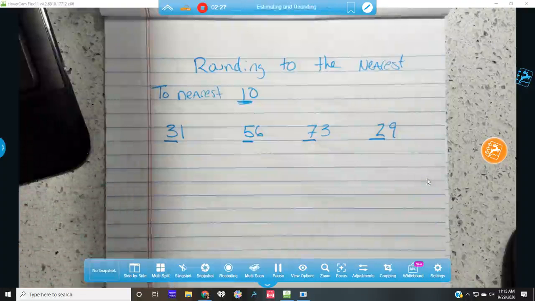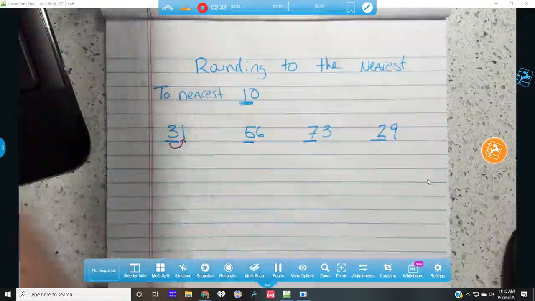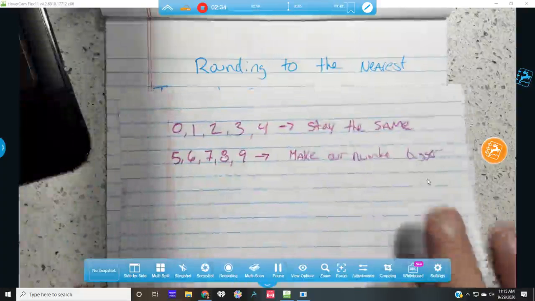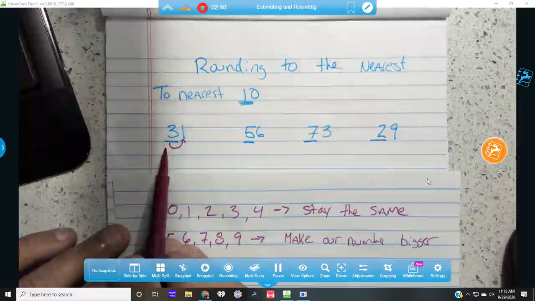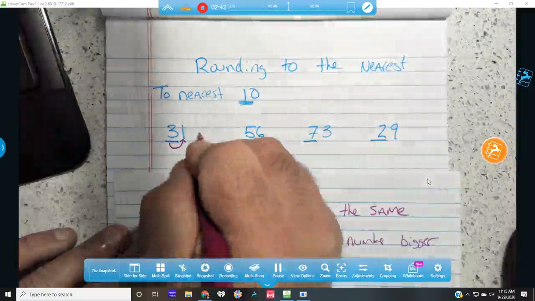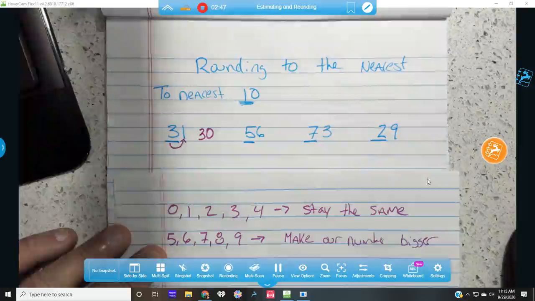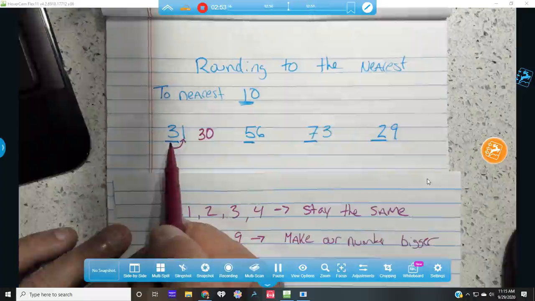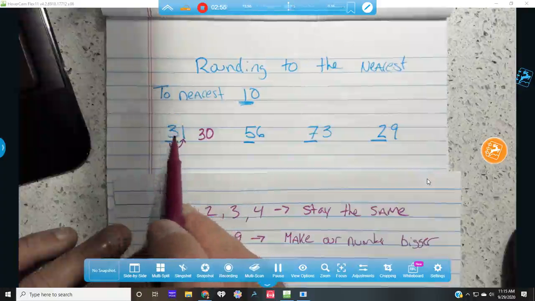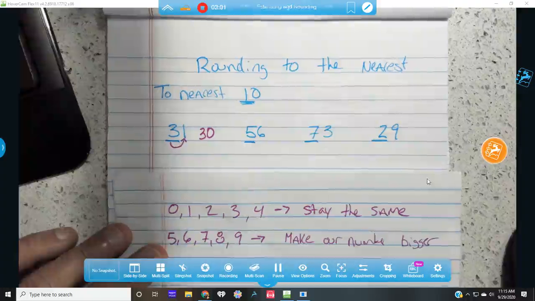When we look at this, I like to use a little arrow. So I go here and look at the 1. Now, we're going to use our chart for this one. The number 1 says that we are supposed to stay the same. So if we round 31 to the nearest 10, we get 30. This digit is the only number that's going to change. Anything afterwards is going to be zeros.